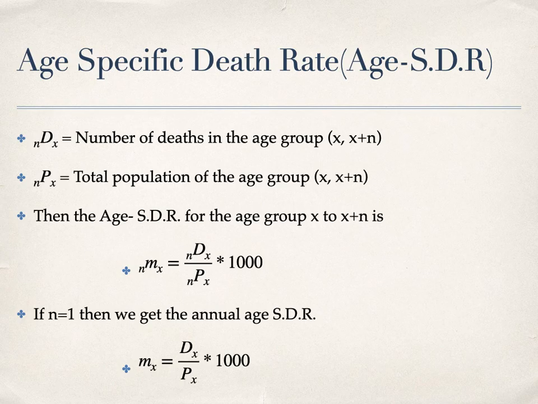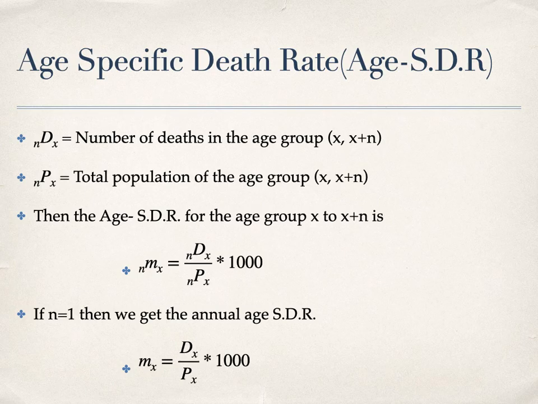For that we usually denote the annual age SDR by Mx, with Dx being the number of deaths in the age group x to x+1 and Px being the total population in the age group x to x+1.